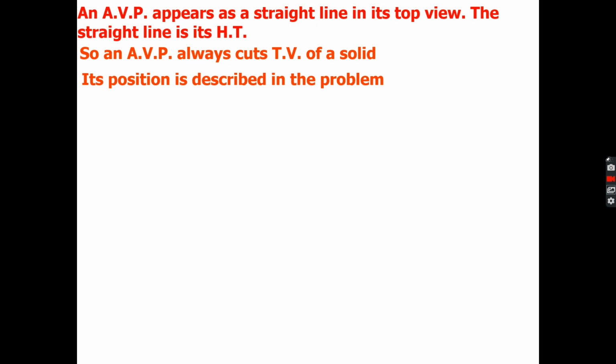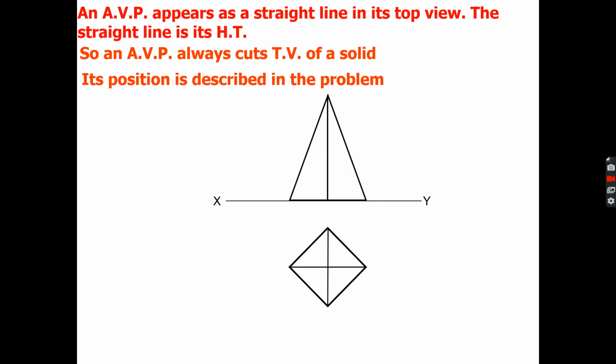So if you are using the AVP, how can we cut the solid? We can cut the solid by cutting the top view of the solid, because AVP is a straight line in its top view. Here I will show you how it will work. Suppose some square pyramid is given, so this is your front view and top view. Suppose now I want to cut the square pyramid by use of an AVP. The AVP is a straight line in its top view, so this line will be here.